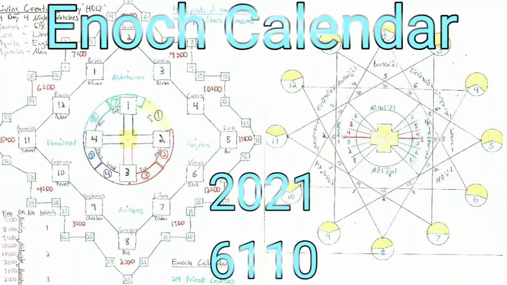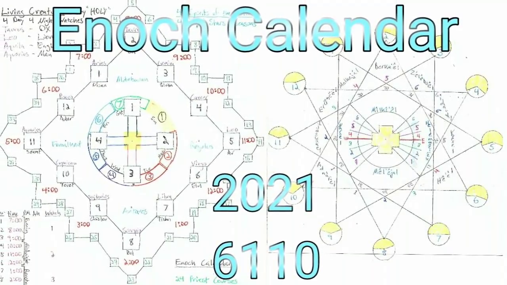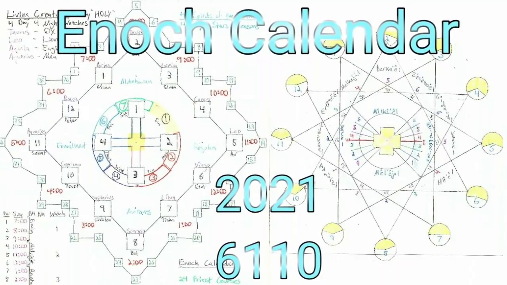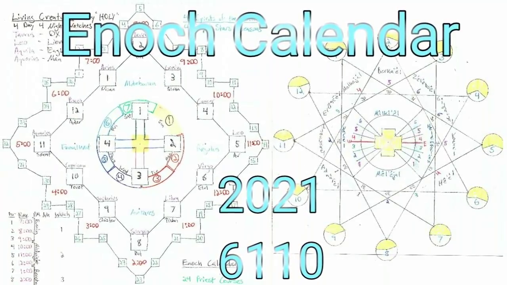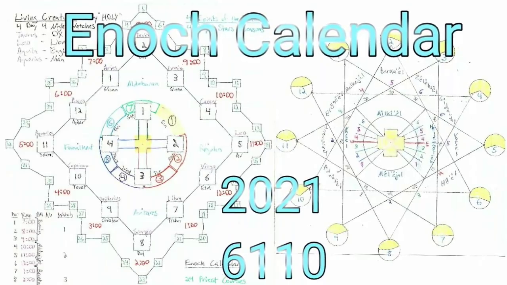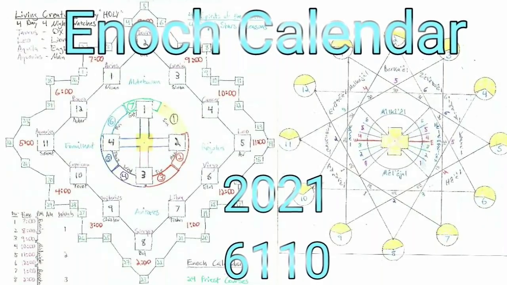Announcing the Enoch calendar for the year 2021. From Adam, it's the year 6110. In this calendar, the year begins in the spring, at the time of the spring equinox.